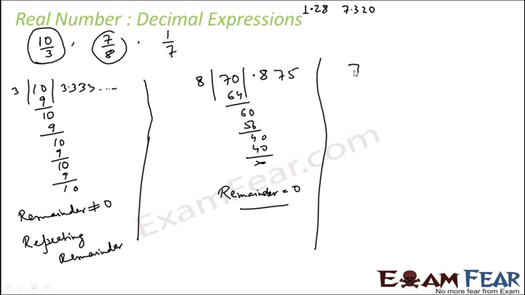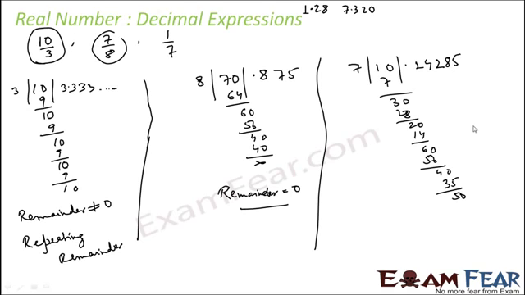Third is 1 by 7. So put 7 and 1 here. We can't divide, put a 0 here. So what you get is 7, 30, 28, again 20, 7 into 14, and then 6, 60, 7 into 8 is 56, and then 40, 7 into 5 is 35, again 50, 7 into 7 is 49, and then 10, and 7 into 1 is 7, and 3, 4 is 28, and 2, 7 into 2 is 14. So the list continues like this.